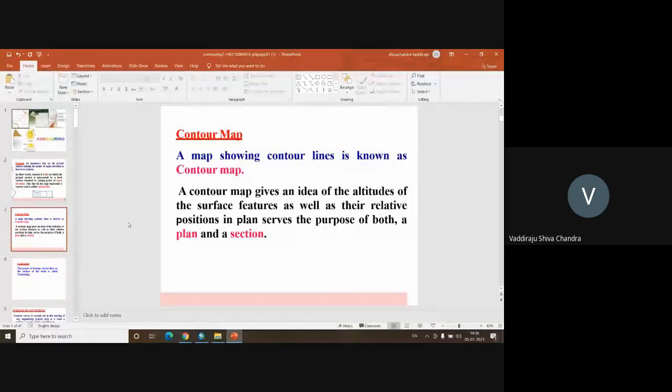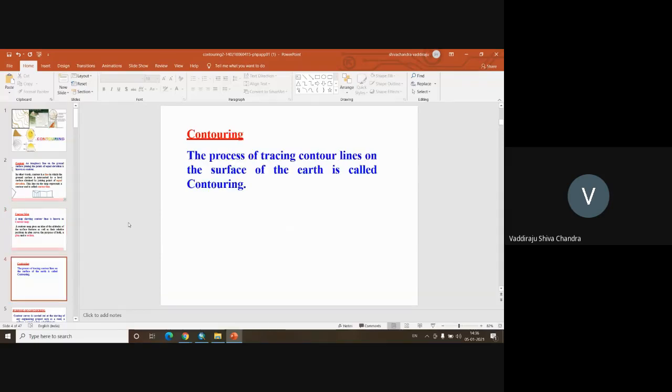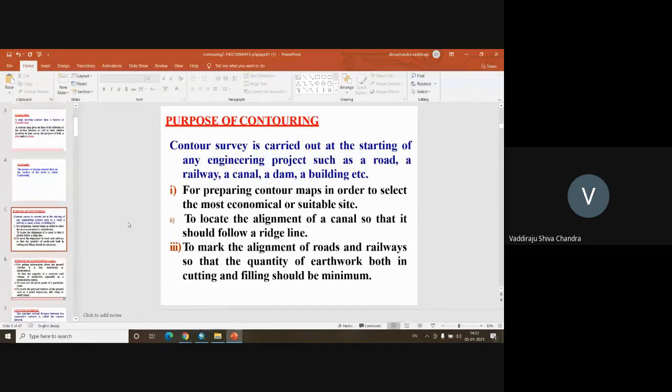So a contour map is different from a topographic map. A topographic map consists of all features, all land features, whereas a contour map consists of only contours of selected interval or selected scale. This I already told. The process of tracing contour lines on the surface of the earth is called contouring. So what is the purpose of contouring? This I already explained.